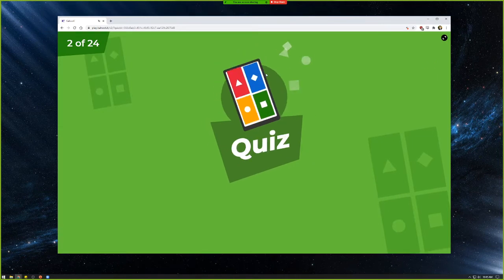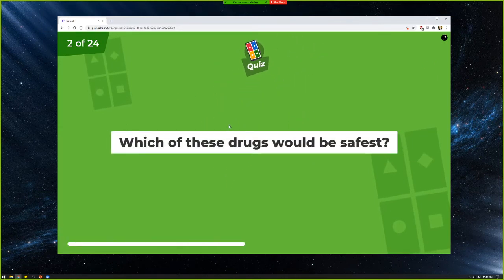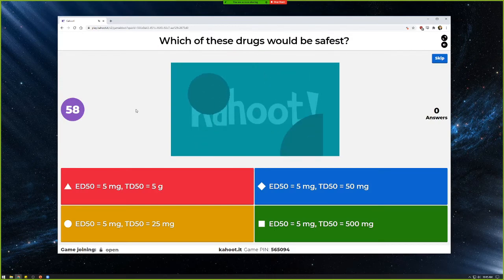Okay. Let's see, which of these drugs would be safest? Based off of the ratio of their therapeutic index, which one of these do you think would be the safest drug?